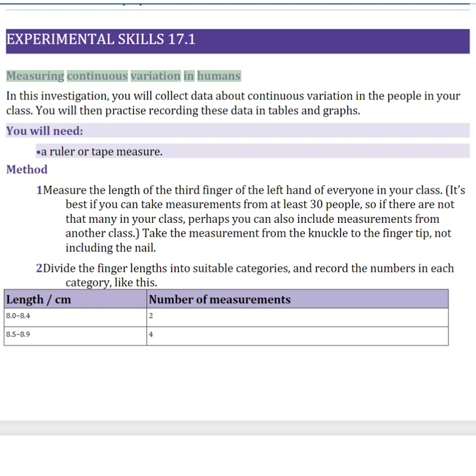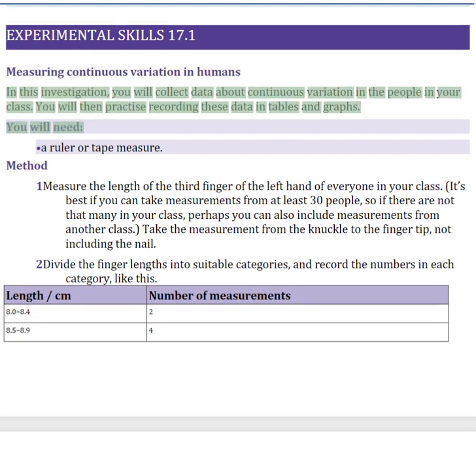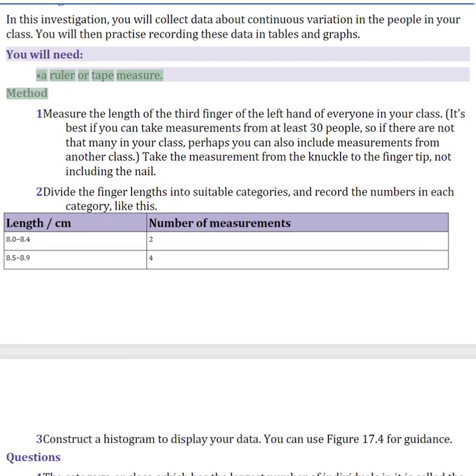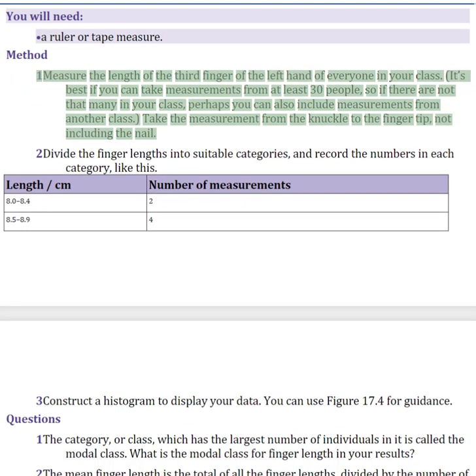Experimental Skills 17.1: Measuring continuous variation in humans. In this investigation, you will collect data about continuous variation in the people in your class. You will then practice recording these data in tables and graphs. You will need a ruler or tape measure. Method: 1. Measure the length of the third finger of the left hand of everyone in your class. Take the measurement from the knuckle to the fingertip, not including the nail.